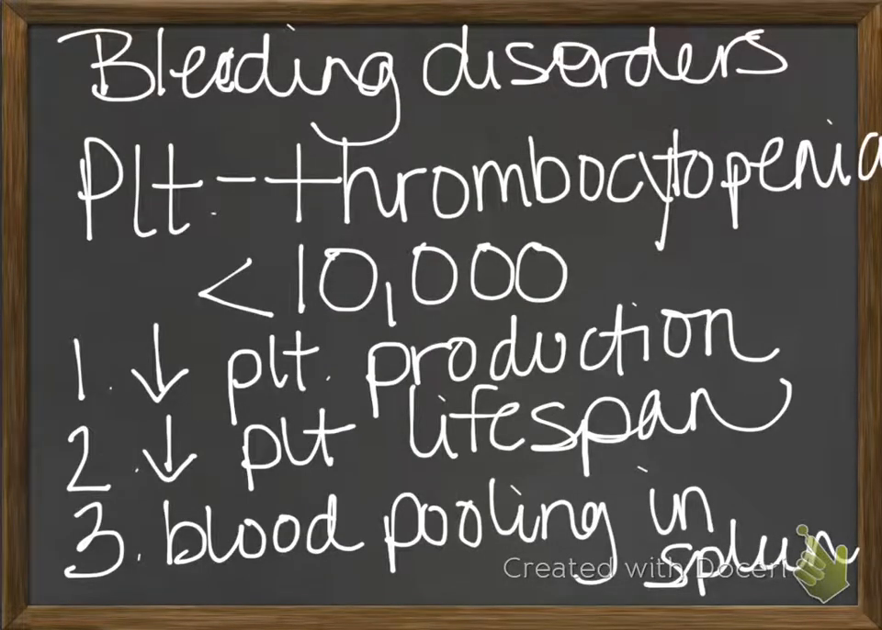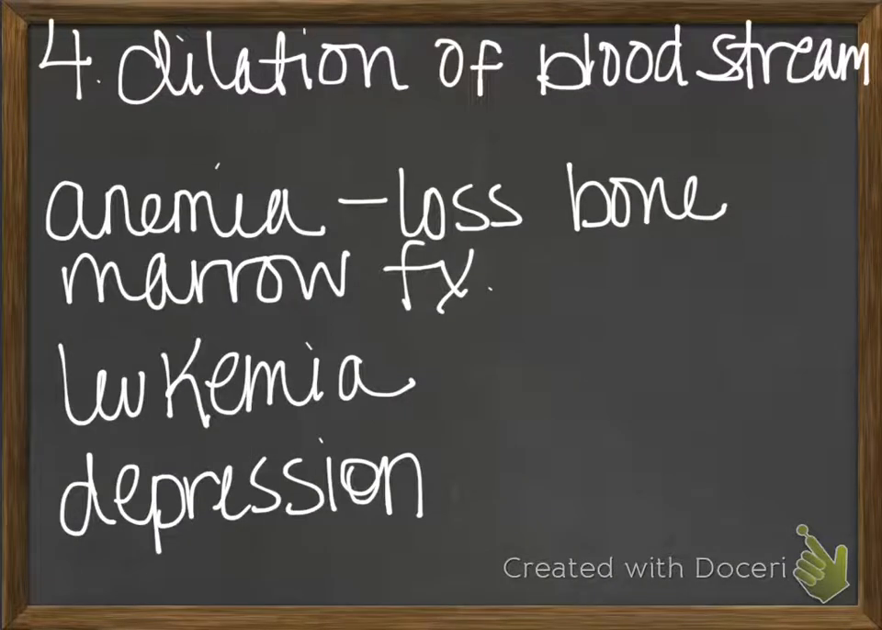So bleeding disorders, we have platelet disorders, and one of our platelet disorders is called thrombocytopenia, and this is characterized by less than 10,000 platelets. And we can have this for a number of reasons. One is that we have a decrease in production of platelets. Another is a decrease in platelet lifespan. We can have pooling of blood in our spleen, or we can have a dilation of our bloodstream.